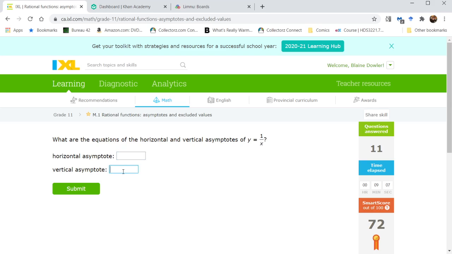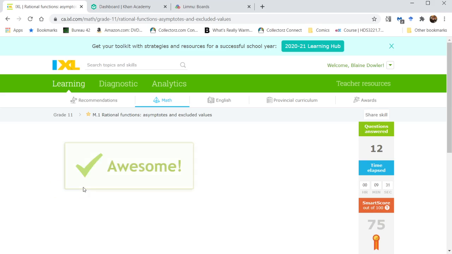So the vertical asymptote will be at x equals 0, because here when x is 0, that's when you divide by 0. As for the horizontal asymptote, that is going to be the value that this graph approaches when x gets very, very large. In this case, 1 over x just goes to 0. So the horizontal asymptote is also y equals 0.